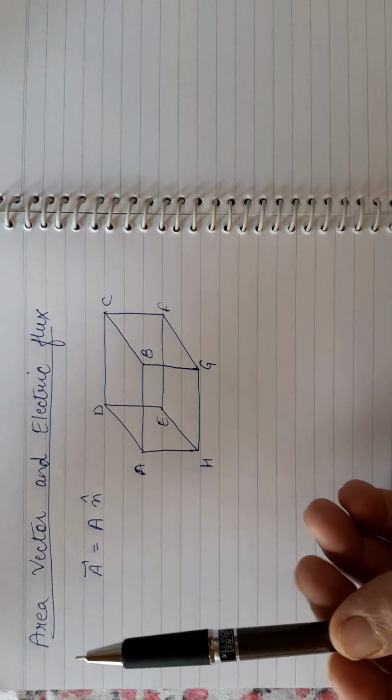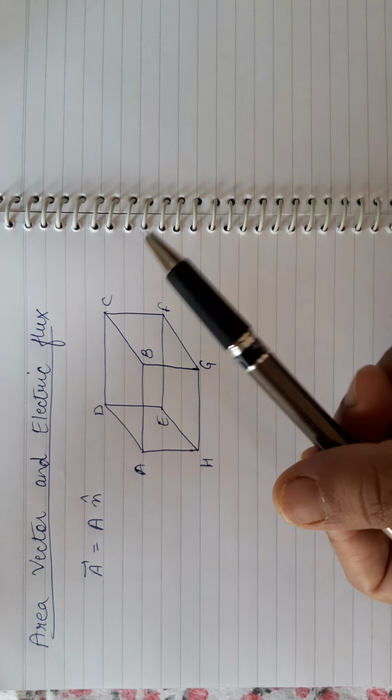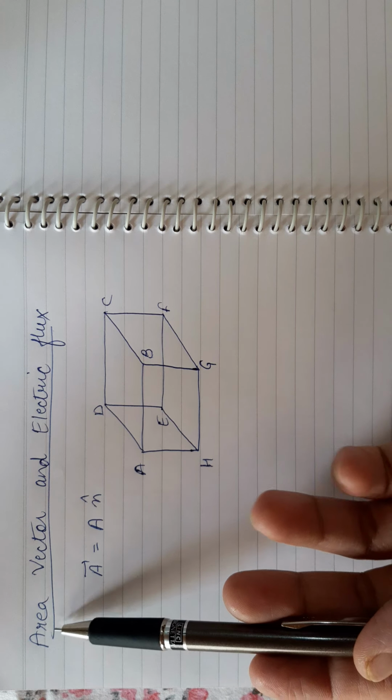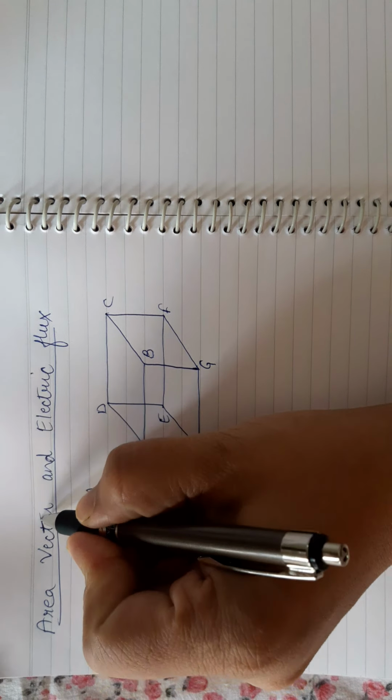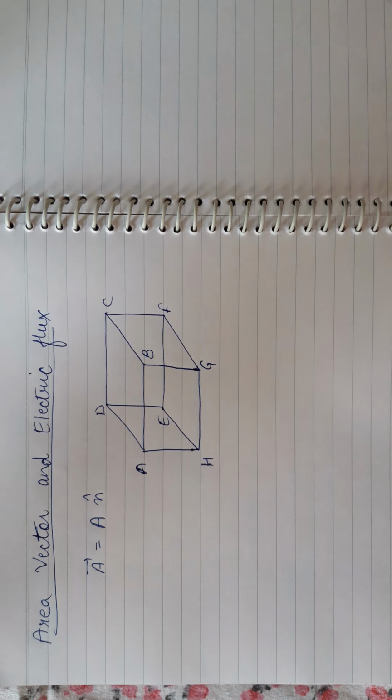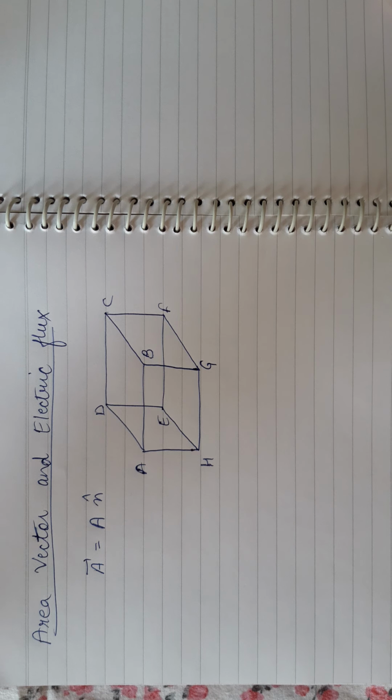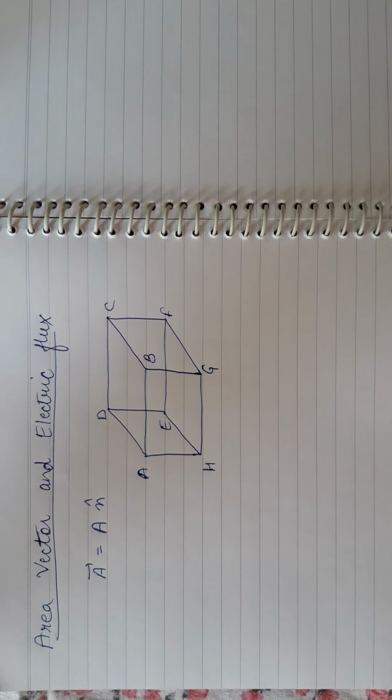Okay students, so the next topic is area vector and electric flux. Till now we have treated area as a scalar quantity, but now we are going to introduce it as a vector quantity. Now why is there a need to treat area as a vector quantity? Because in some of the derivations it was found convenient to write area as a vector.